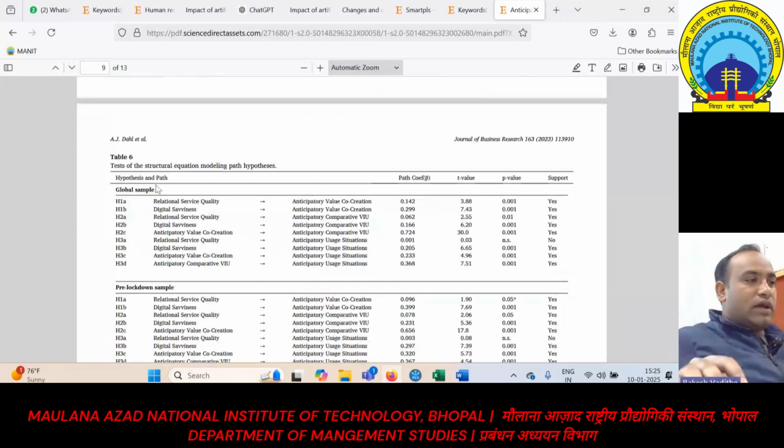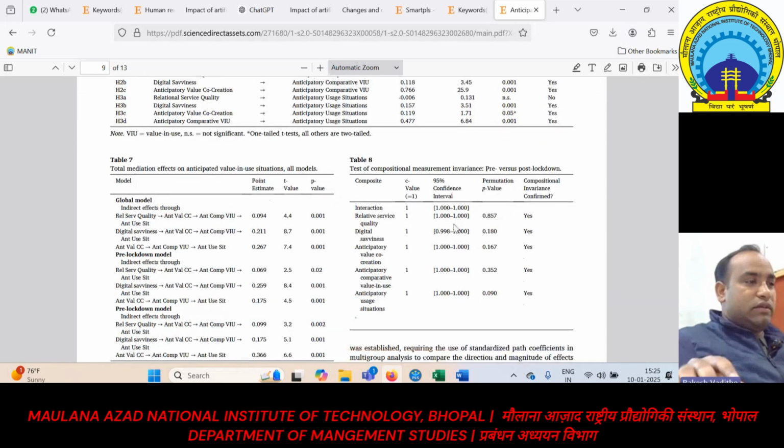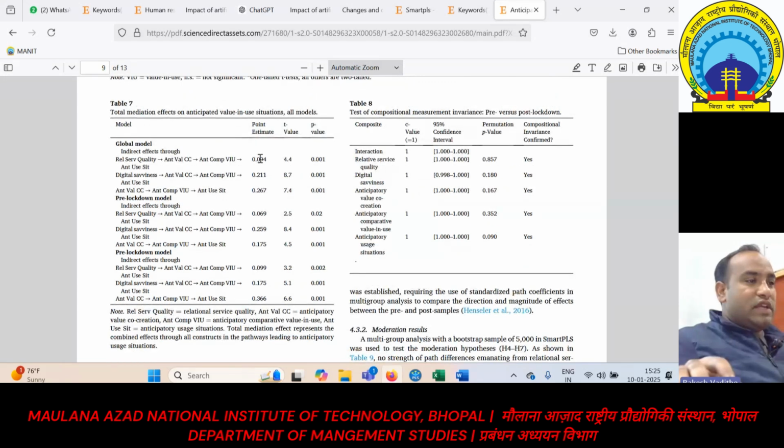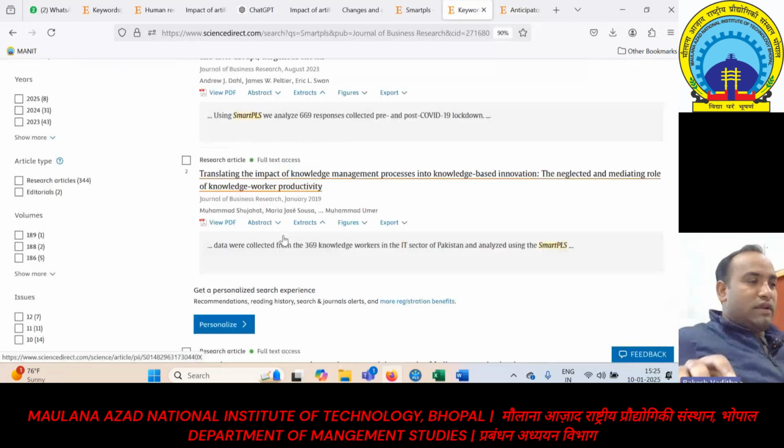Here you can see the path relations we discussed: path coefficients, p values, and support yes or no. He conducted three different studies. For the mediating roles, he mentioned the path coefficient, beta value, t value, and p values. This is another study we are not focused on. Let's see another article.